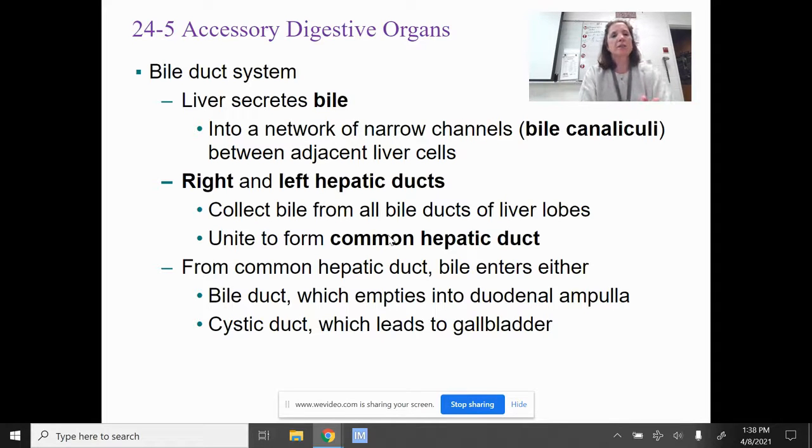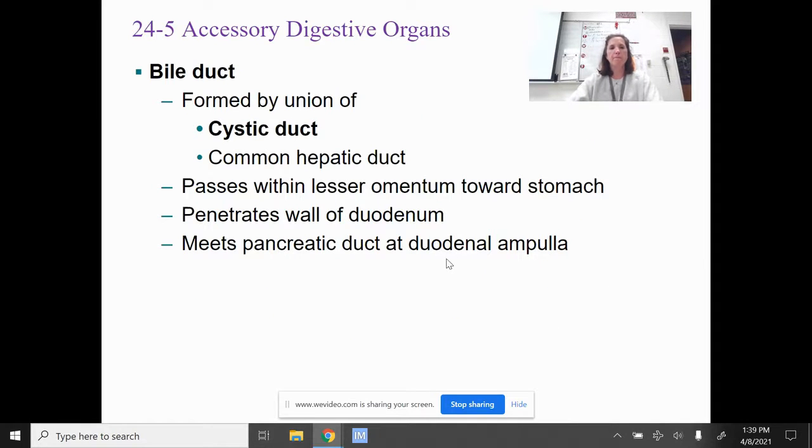For digestion, the liver secretes bile. Bile emulsifies fats, so it breaks down large fats into small fats. There are hepatic ducts, and they are connected from the right and the left side, and then they come together. So there's one from the right, one from the left. They come together, and they form a common hepatic duct. And then bile either is going to enter the bile duct into the intestine, or the cystic duct to the gallbladder, and the gallbladder will then store that bile.